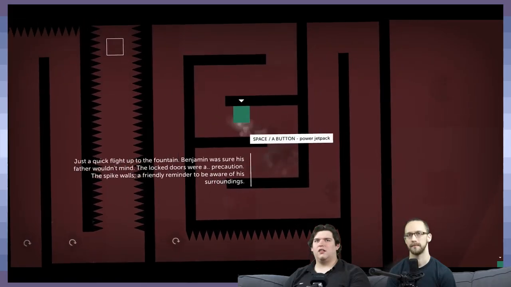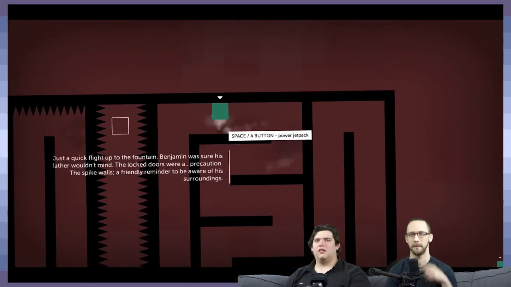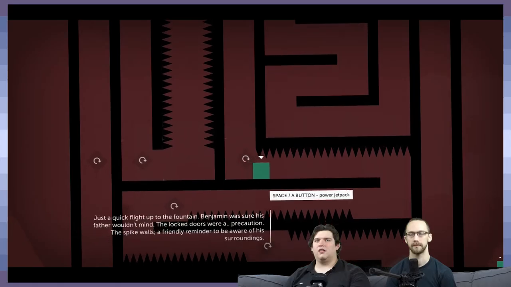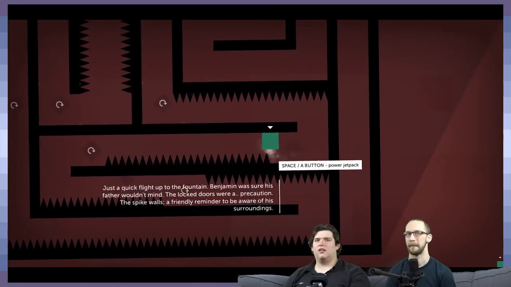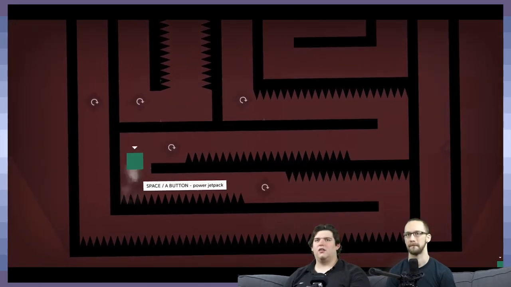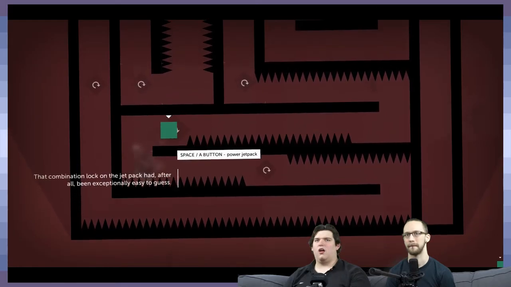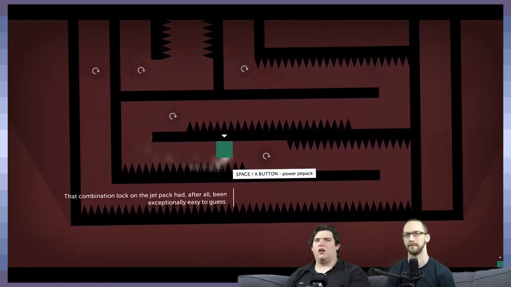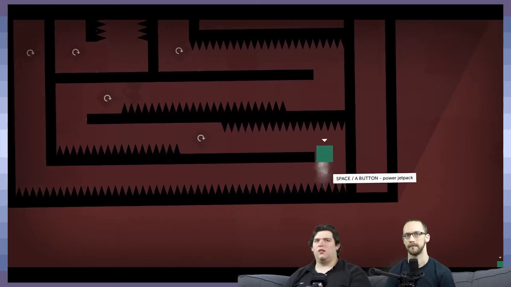Benjamin was sure his father wouldn't mind. The locked doors were a precaution. The spike walls, a friendly reminder to be aware of his surroundings. That combination lock on the jetpack had, after all, been exceptionally easy to guess.